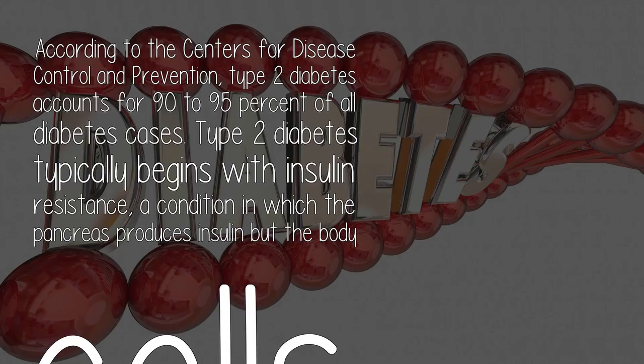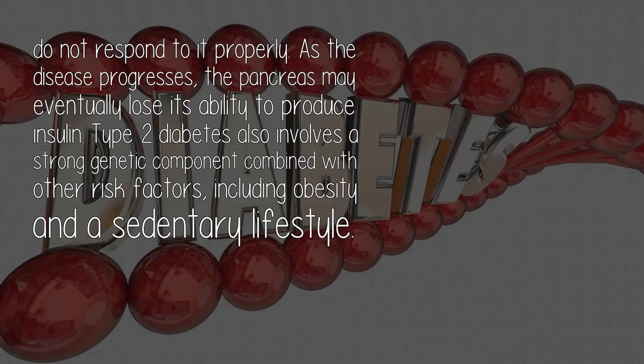Type 2 diabetes. According to the Centers for Disease Control and Prevention, type 2 diabetes accounts for 90 to 95% of all diabetes cases. Type 2 diabetes typically begins with insulin resistance, a condition in which the pancreas produces insulin but the body cells do not respond to it properly. As the disease progresses, the pancreas may eventually lose its ability to produce insulin. Type 2 diabetes also involves a strong genetic component combined with other risk factors, including obesity and a sedentary lifestyle.